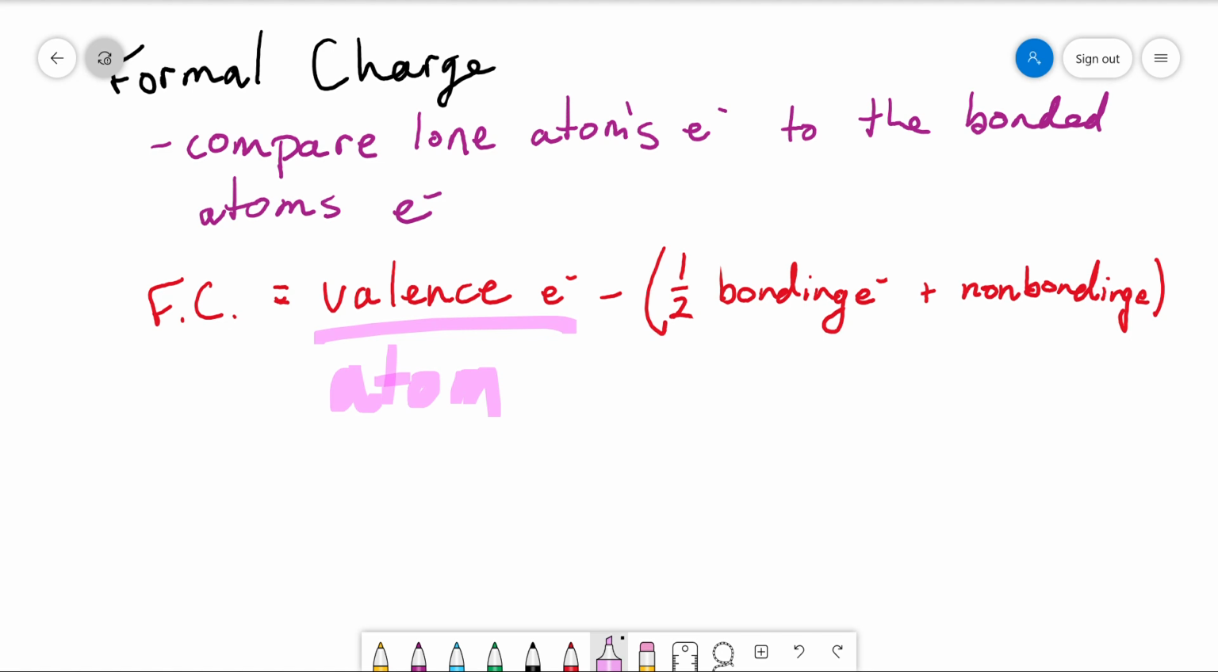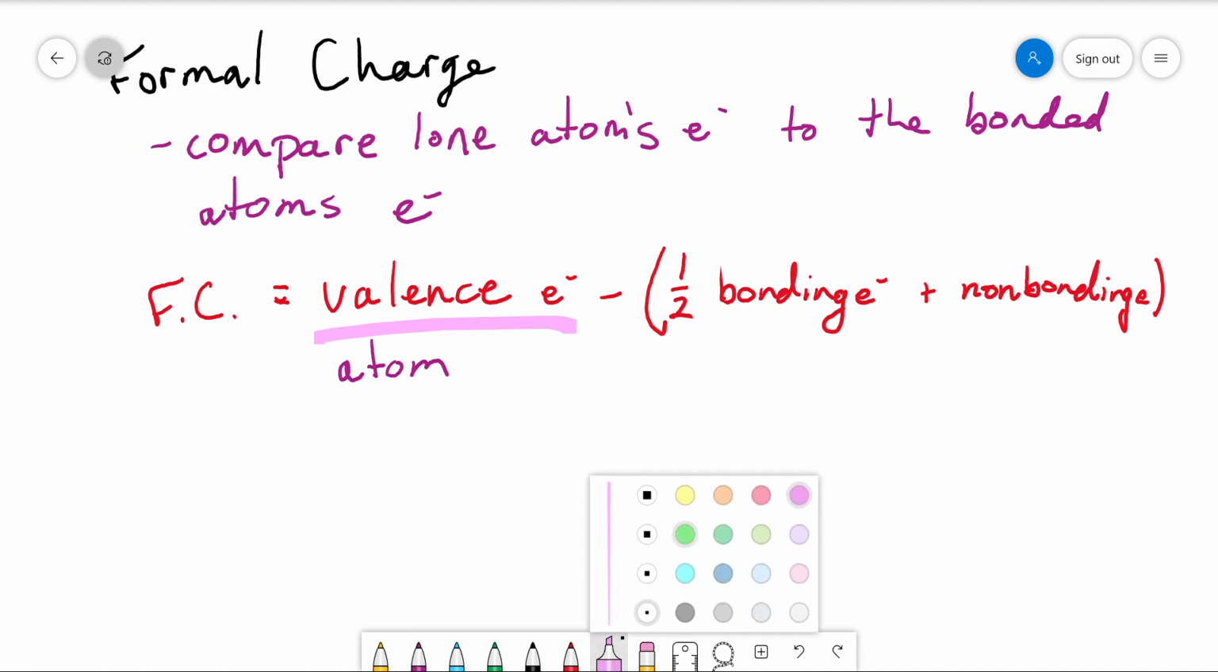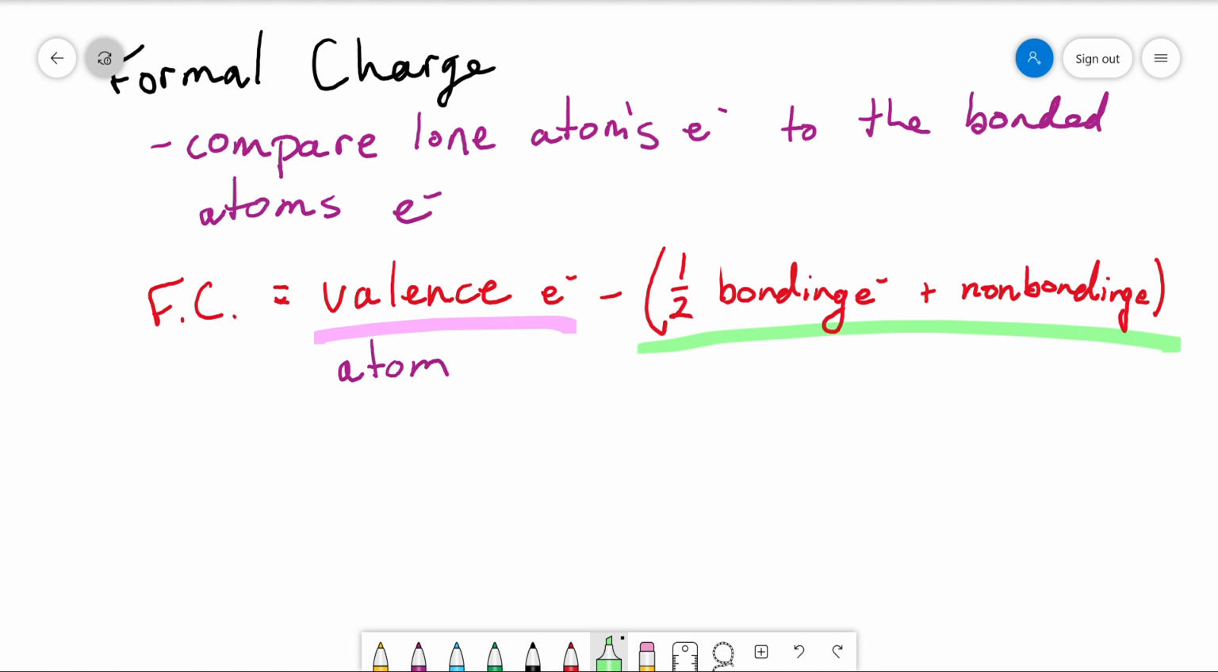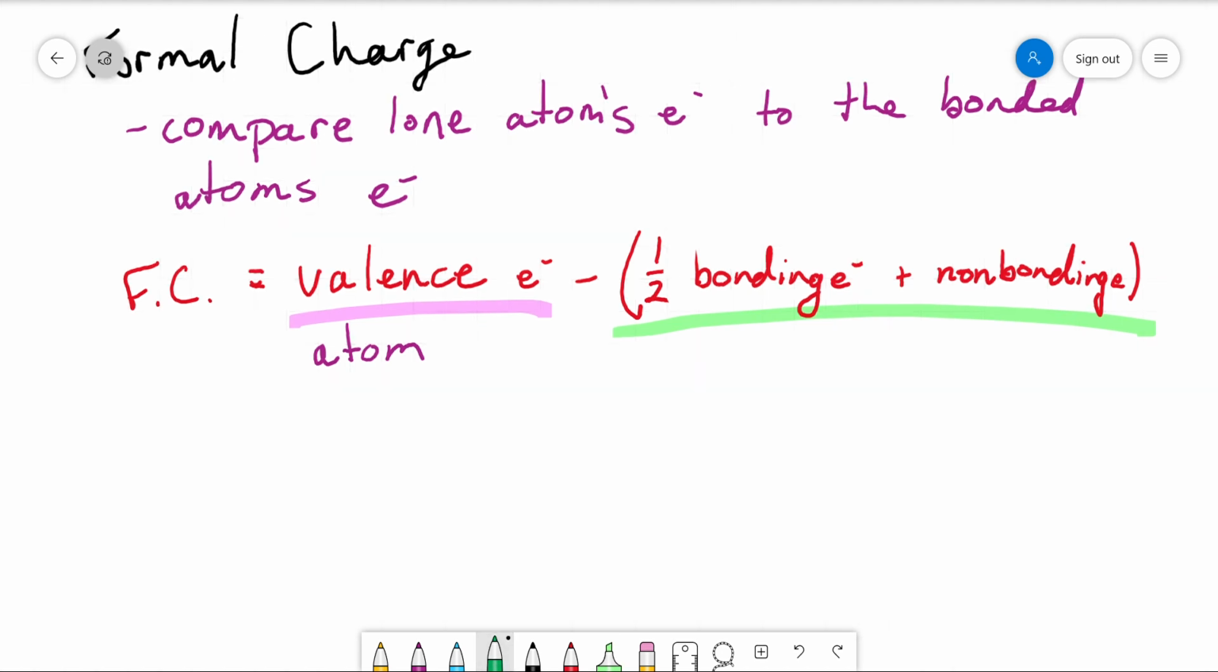Okay, that was terrible. Let me erase that. Can't write with a highlighter. Okay, these are from the atom. So the valence electrons for the lone atom. And then all of this, that is the atom in the molecule.